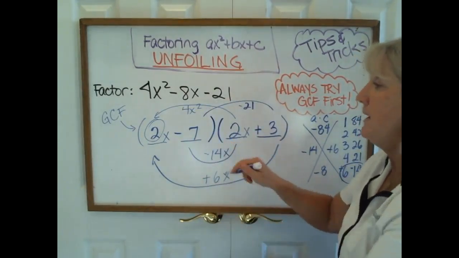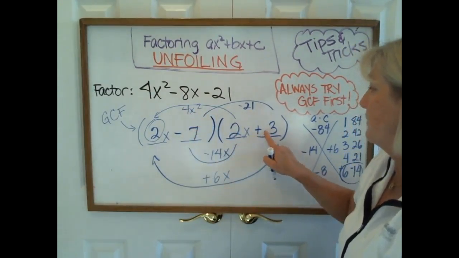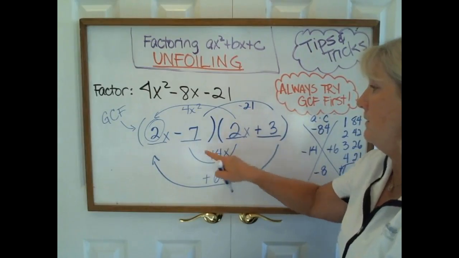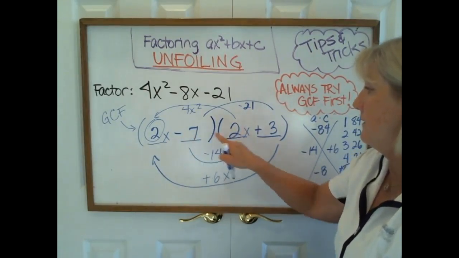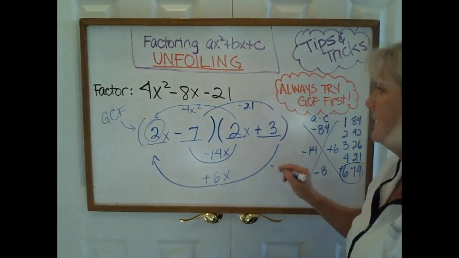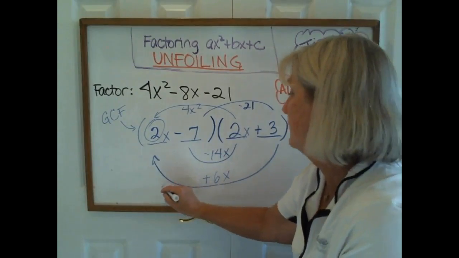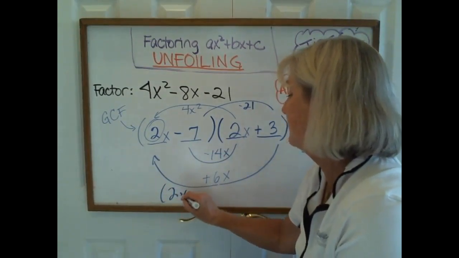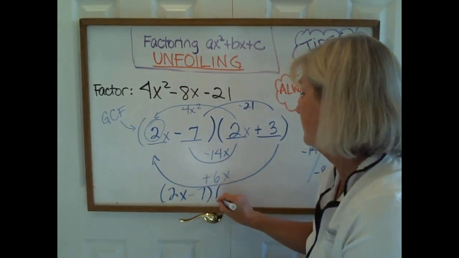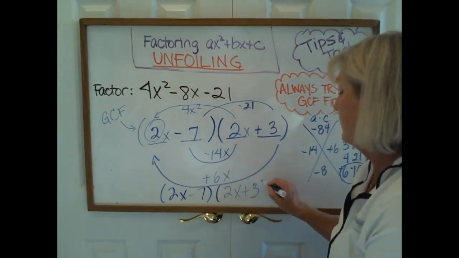So now I check all the pieces. 2x times 2x is 4x squared. Negative 7 times positive 3 is negative 21. Negative 7 times 2x is negative 14x, and the 2x times 3 is positive 6x. So our final answer is 2x minus 7 times 2x plus 3.